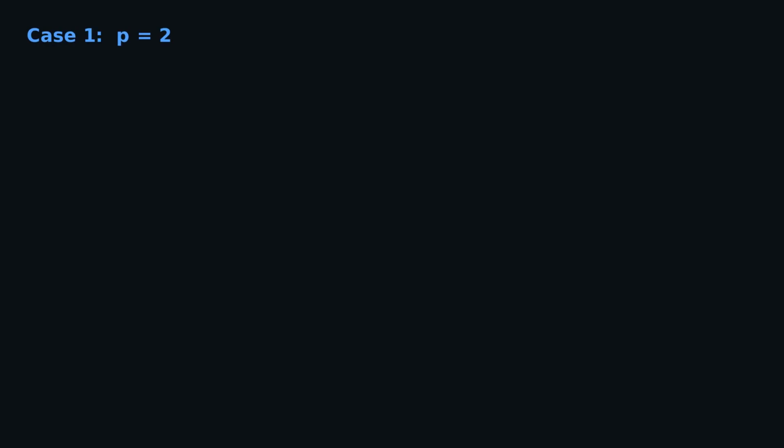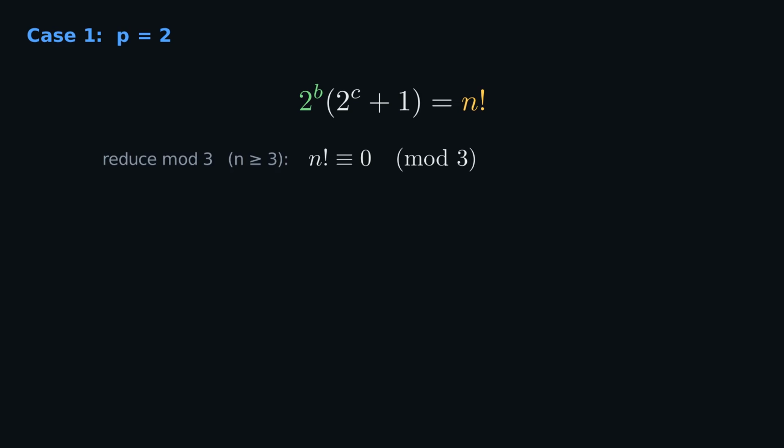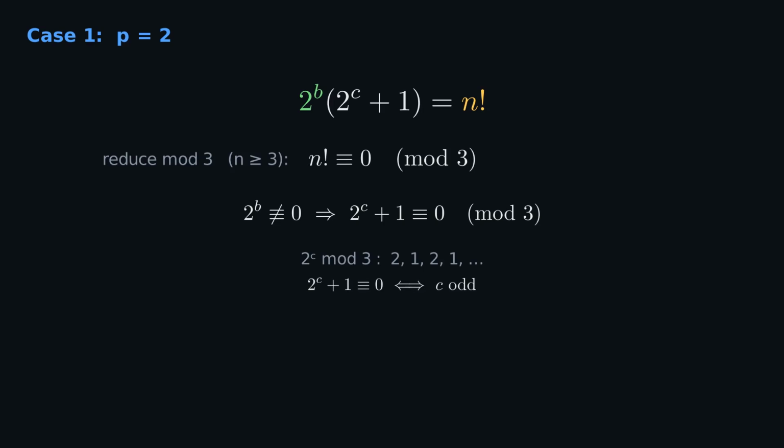Case 1, p equals 2. So our equation is now 2 to the b times (2 to the c plus 1) equals n factorial. We'll start by reducing our equation modulo 3. Now since n is at least 3, we know that n factorial has to equal 0 modulo 3. Now, since 2 to the b can't equal 0 modulo 3, we know that 2 to the c plus 1 must equal 0 modulo 3. And you can check yourself, but this only works if c is odd.